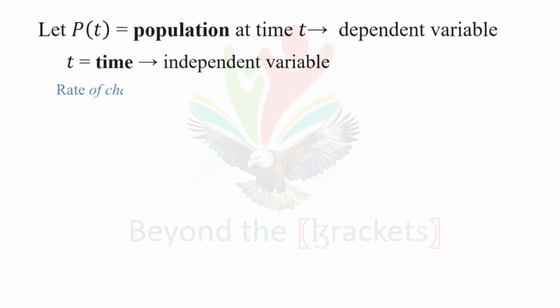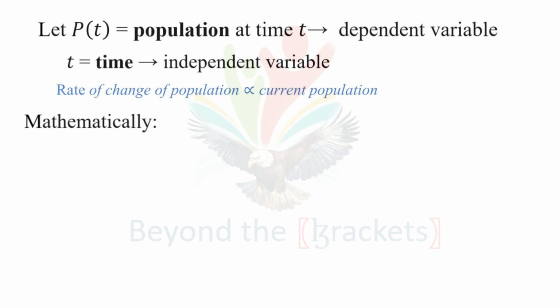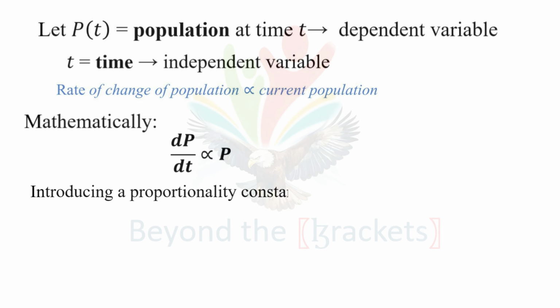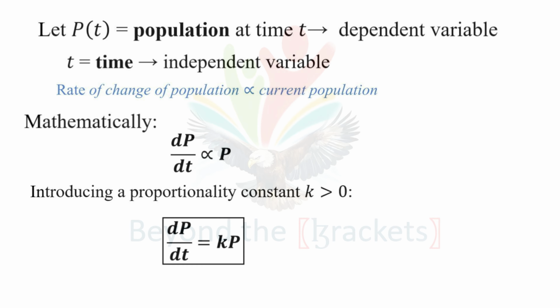Now, the rate of change of population is directly proportional to the current population. Mathematically, we can express this as dP/dt is proportional to P. Introducing a positive proportionality constant k, we can write dP/dt is equal to kP. This is a simple example of an ordinary differential equation which shows how population changes with respect to time.